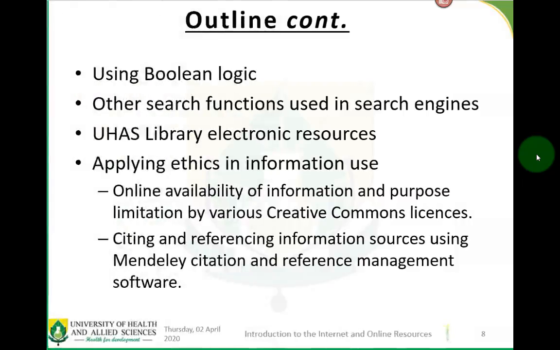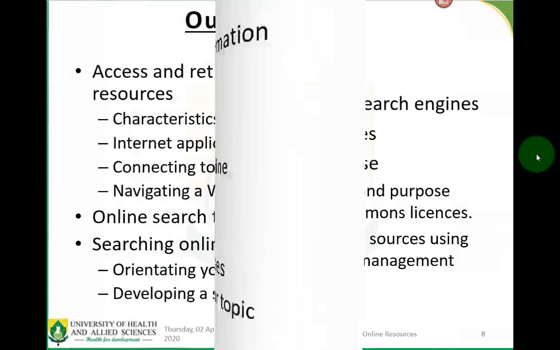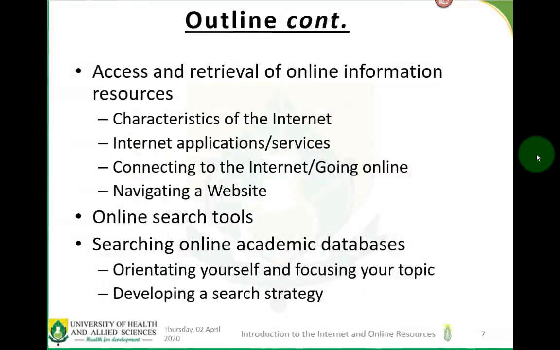Alright, so we will progress from that point, looking at access. That is the pillar 2 or standard 2 of information literacy. We'll look at how to access online information. We'll, under that topic, look at what the internet is by characteristics, what applications or services are available, how we connect to the internet, and how to navigate the website.